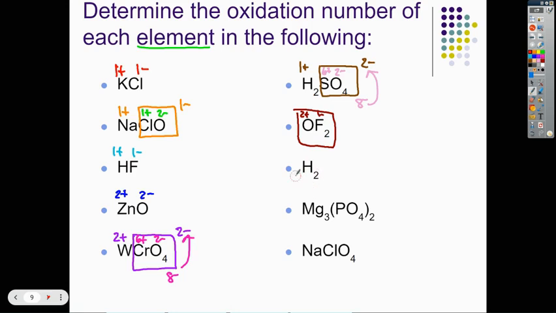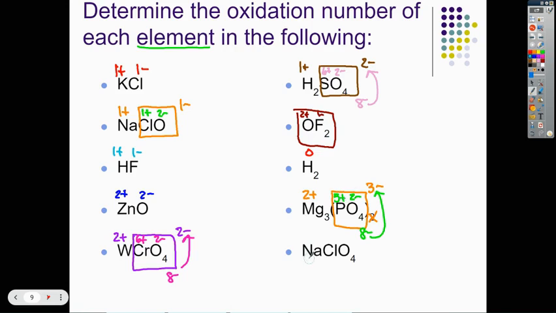For hydrogen, it's just hydrogen by itself, not bonded to anything, even though it's diatomic. Oxidation number of 0. Magnesium phosphate, Mg's in column 2, so that's a 2 plus. Phosphate here is a 3 minus charge. So don't let this 2 fool you. That's just telling you the charge of this. So oxygen inside of this phosphate is a 2 minus. 2 times 4 gives me an 8 minus overall. 8 minus subtracting the 3 overall charge means that phosphorus is a 5 plus.